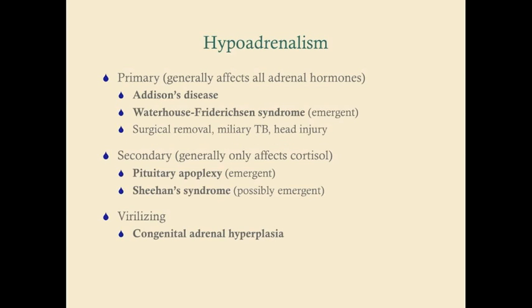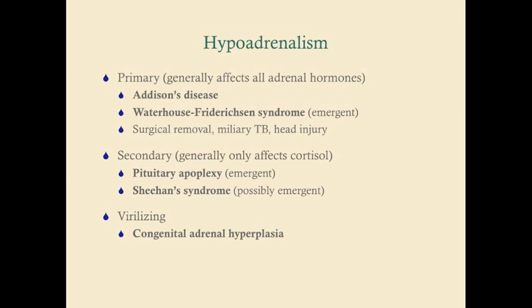So hypoadrenalism can be various different things, but primarily we're going to talk about Addison's disease, because we talk about the other diseases in other sections. Hypoadrenalism can be broken down into three different categories, and these aren't any kind of official categories. These are just my categories that I think are useful. The first is primary, which means there's a disease of the adrenal gland itself. Generally that's going to affect all adrenal hormones because the adrenal gland is what's affected. Those include Addison's disease, which we're going to spend our time talking about today.